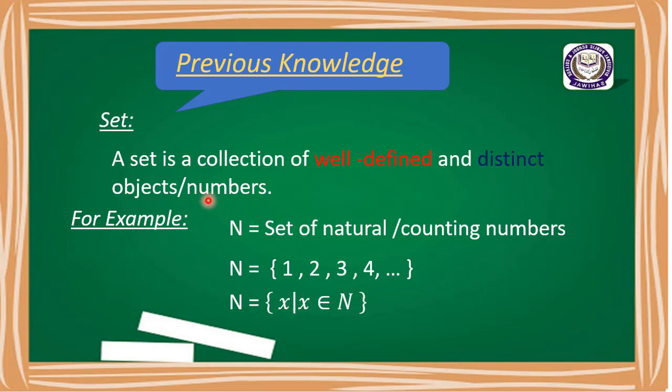बच्चों आपने सेट के बारे में पढ़ा हुआ है. Set is a collection of well-defined and distinct objects or numbers. Well defined means a specific property which enables the elements to be a part of the set or not. And distinct means the same object should not appear more than once. आप इसमें देख सकते हैं कि N हमारा एक नेचुरल नंबर का सेट है. N is a set which consists of the counting and natural numbers.